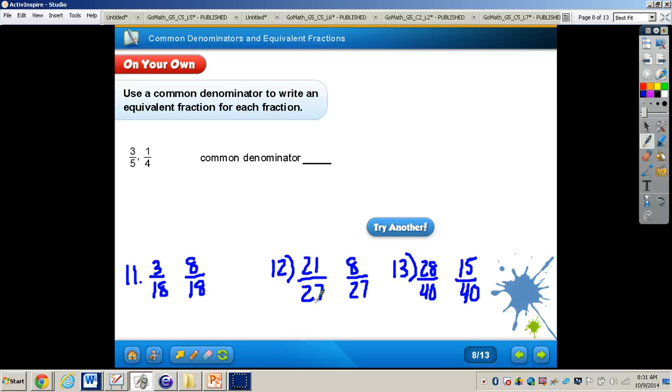Okay, here are the answers for 11, 12, and 13. Remember, you needed to list those multiples and find the least common multiple, which will also give you the least common denominator. If you did not get these correct, I want you to rewind the video and take a look at how I found the least common denominator.